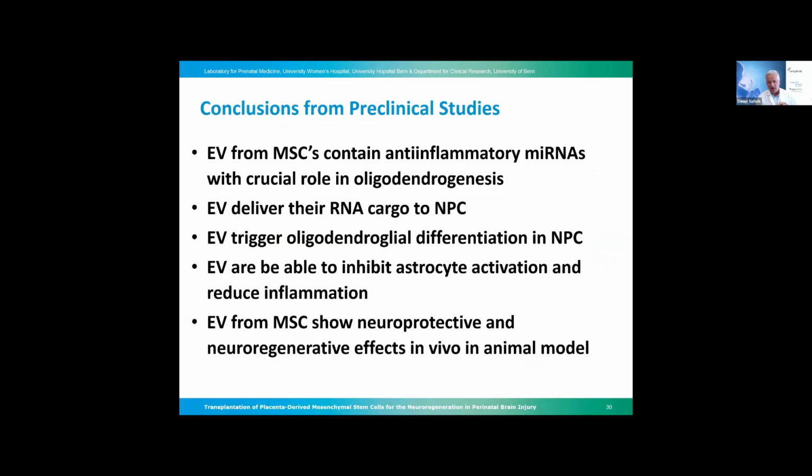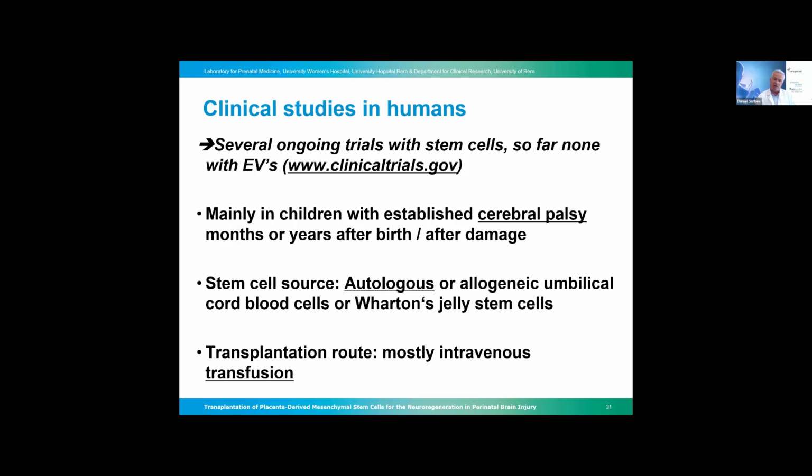And here is the summary of our preclinical studies. So we found that extracellular vesicles from mesenchymal stem cells contain anti-inflammatory microRNAs with a crucial role also in oligodendrogenesis, that they can be delivered also to neural progenitor cells. They actually trigger oligodendroglial differentiation in these cells. They are able to inhibit astrocyte activation, reduce inflammation. They showed also functional neuroprotective and neuroregenerative effect.